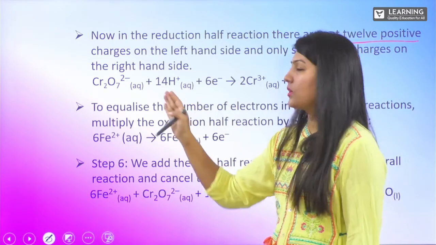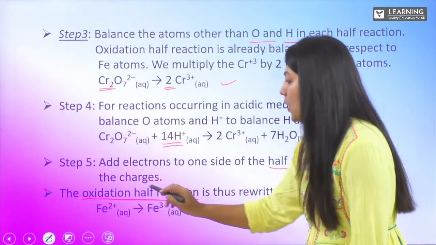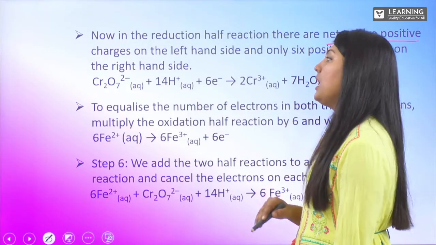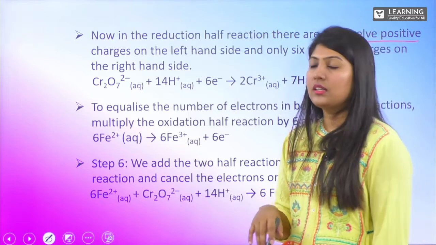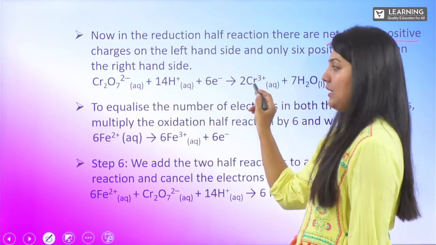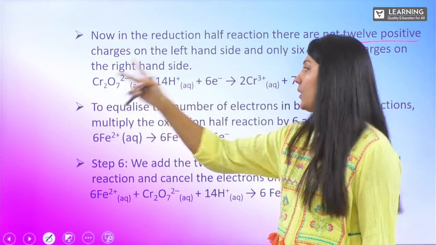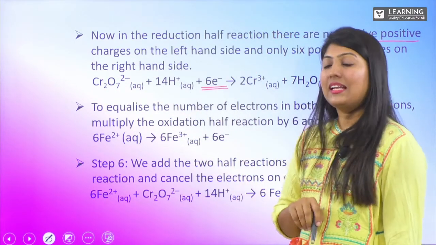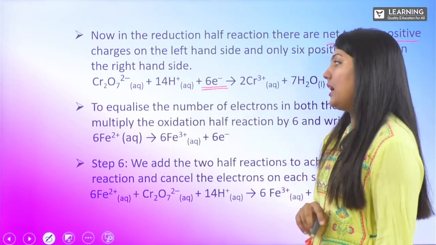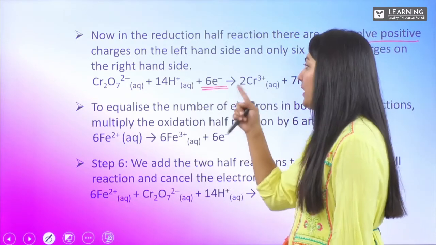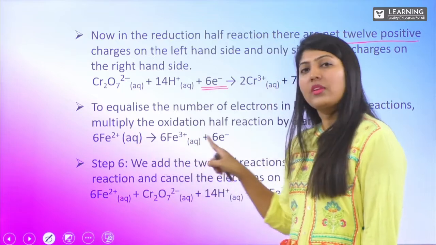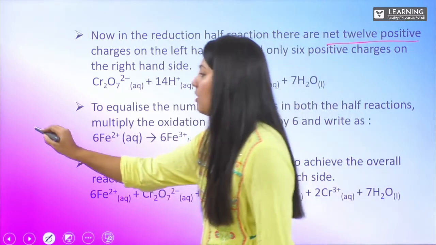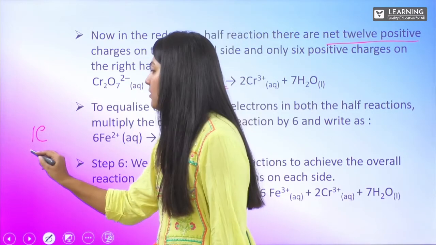We need to check that also here. For the oxidation half reaction we have 1 electron, but for the reduction half reaction, how many electrons are involved? Here 6 to 3, right? 6 to 12. 12 minus 6, it is 6 electrons. So we have 6 electrons involved in the reduction half reaction. To equalize that, we need to multiply by 6 the oxidation half reaction. See students, for the oxidation half reaction we have 1 electron. For reduction we have 6 electrons.